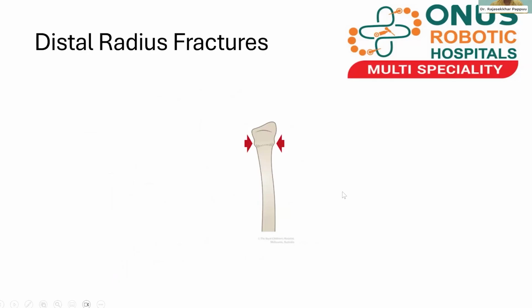This fracture, which I just told you happens at 2 centimeters from the articular surface. This is the articular surface, and the fracture is happening at this place. These fractures can be green stick fractures. This fracture, what is shown here, is a green stick fracture. Why is it called a green stick fracture? Because these fractures happen in children.